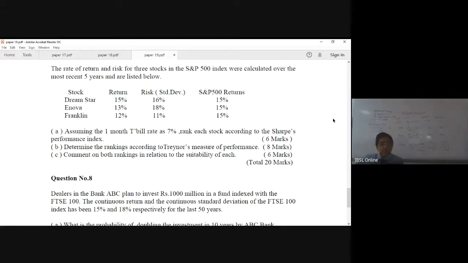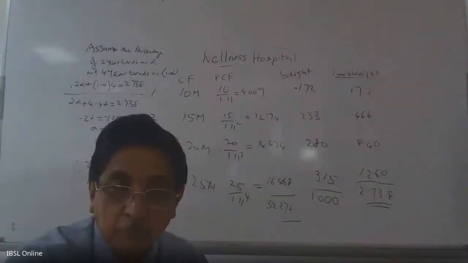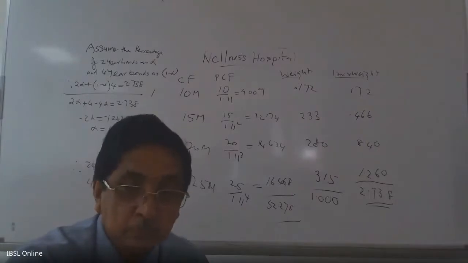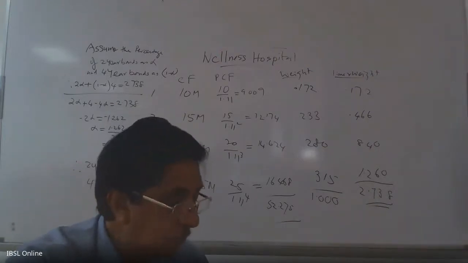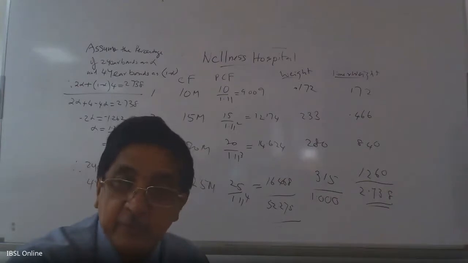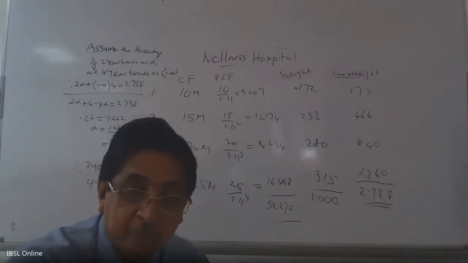Right. So what are the values for Sharpe index for Dreamstar, Innova, and Franklin? Very easy. You can just do it now. Yes, do it for. Then you need to rank it. You need to rank it.